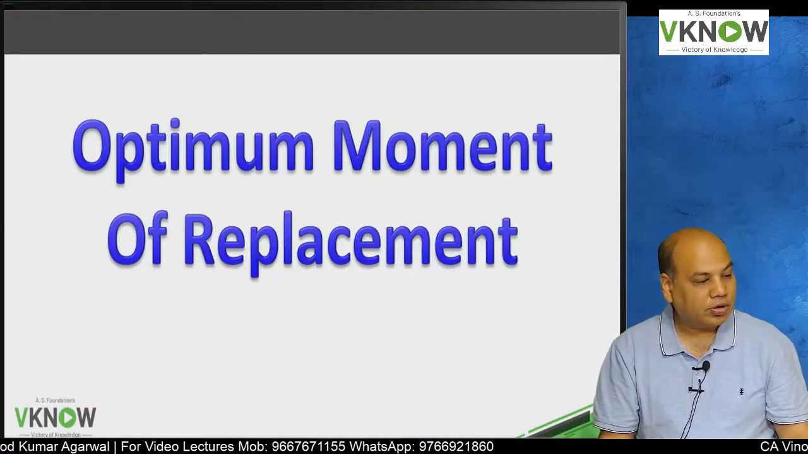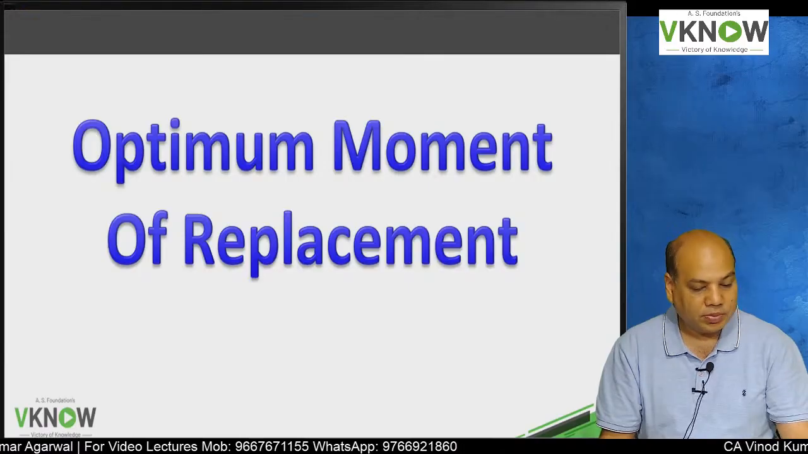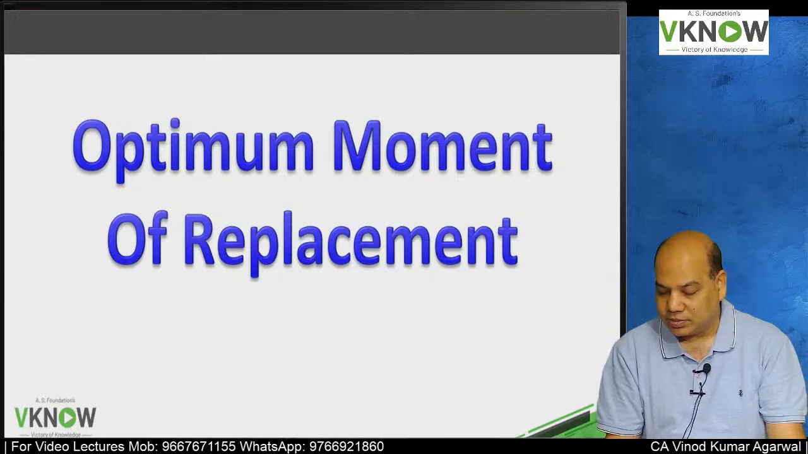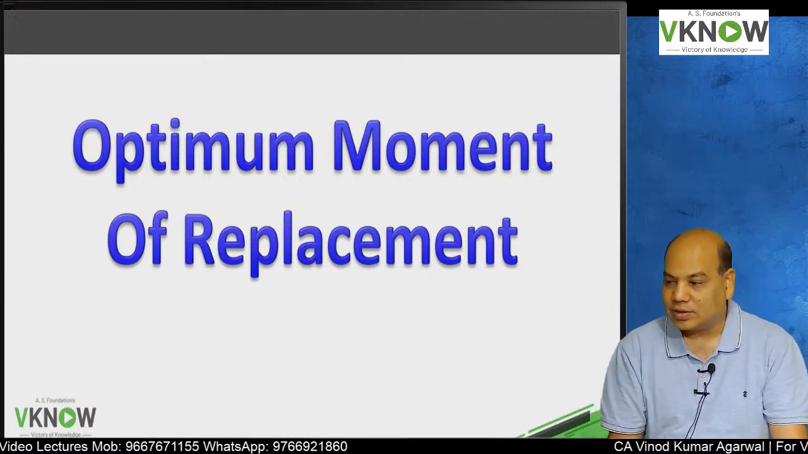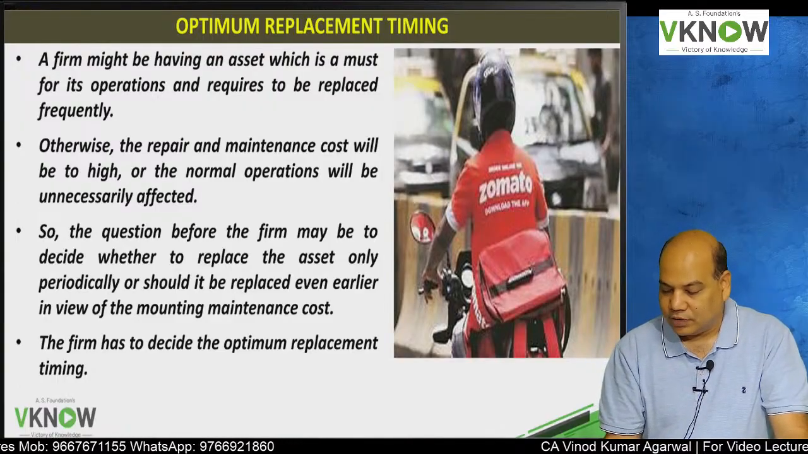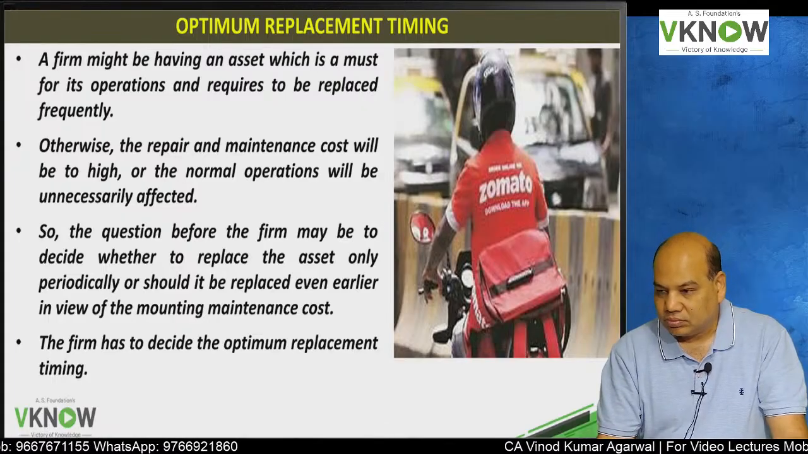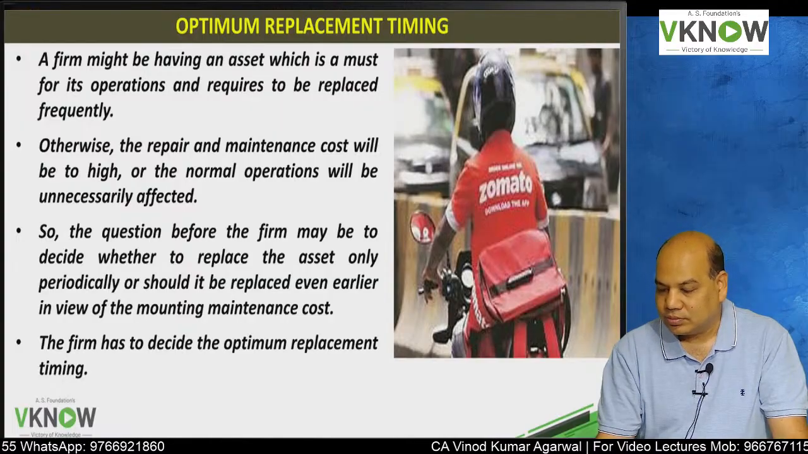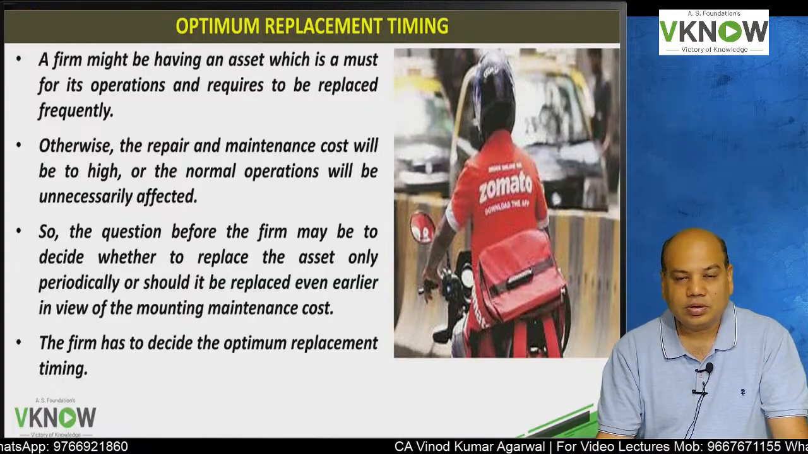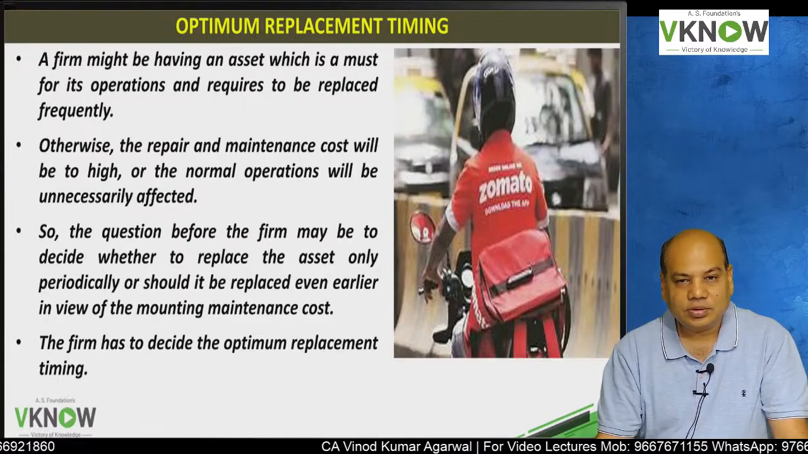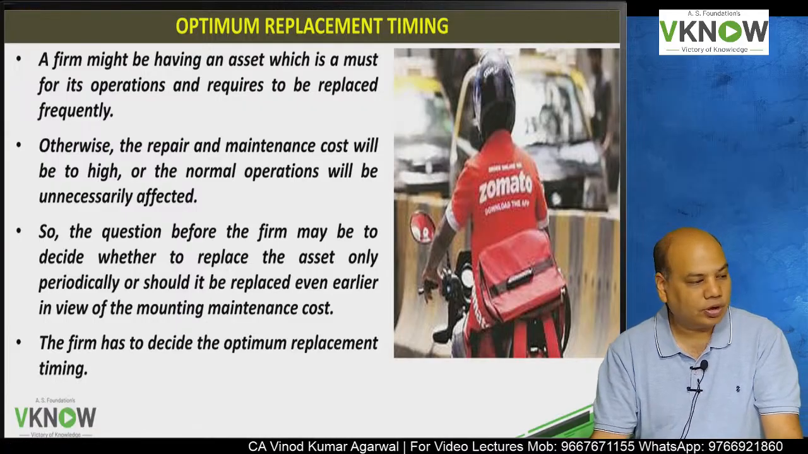Now the next important concept is optimum replacement moment. When should old asset be replaced? Like for example, if you see there is one image on the right side, there is a delivery boy, and this company has got thousands of such delivery boys, and they are given a vehicle, a two-wheeler, to deliver your food ordered.